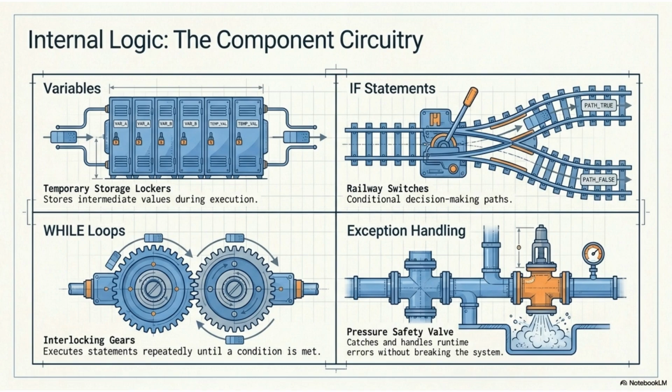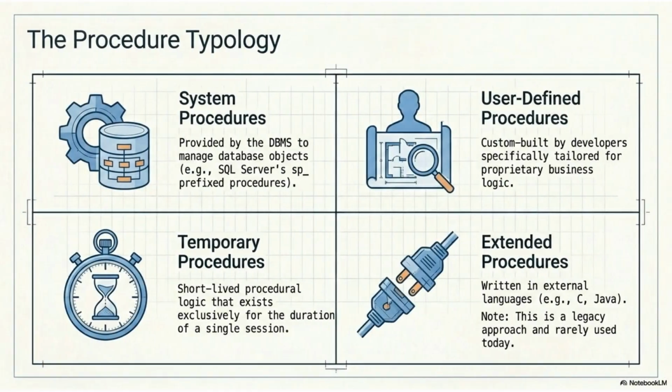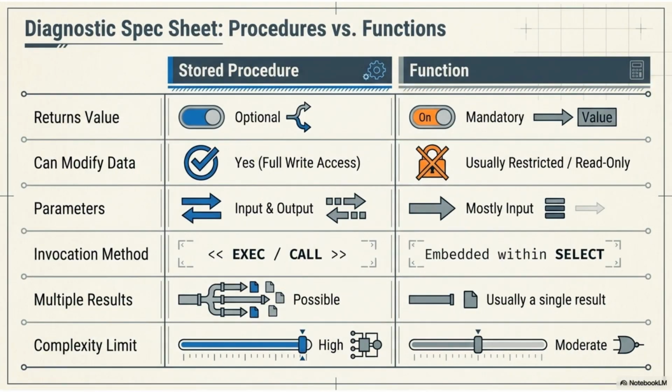Internally, components like variables, if statements, while loops, and exception handling allow you to build robust, complex logic that can reliably handle runtime errors without breaking the system. There are different types of procedures: system procedures for management, user-defined procedures for business logic, temporary procedures for session-specific tasks, and legacy extended procedures.